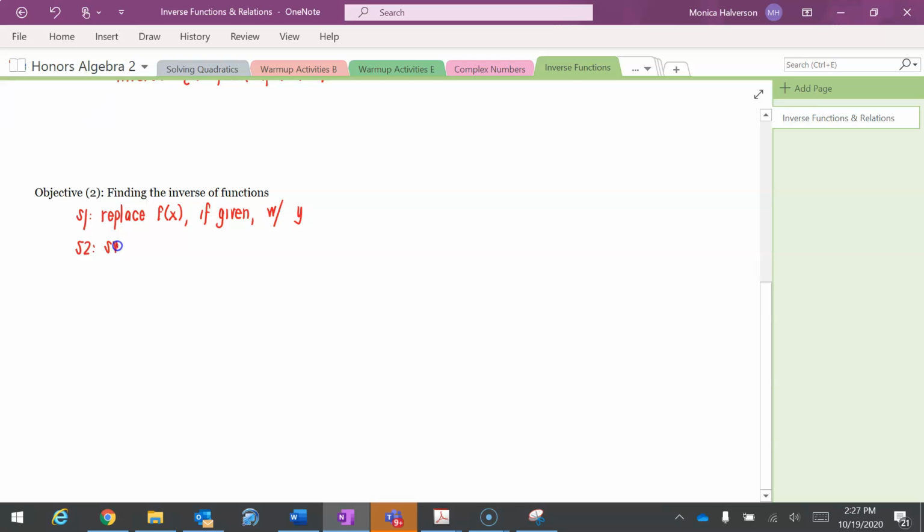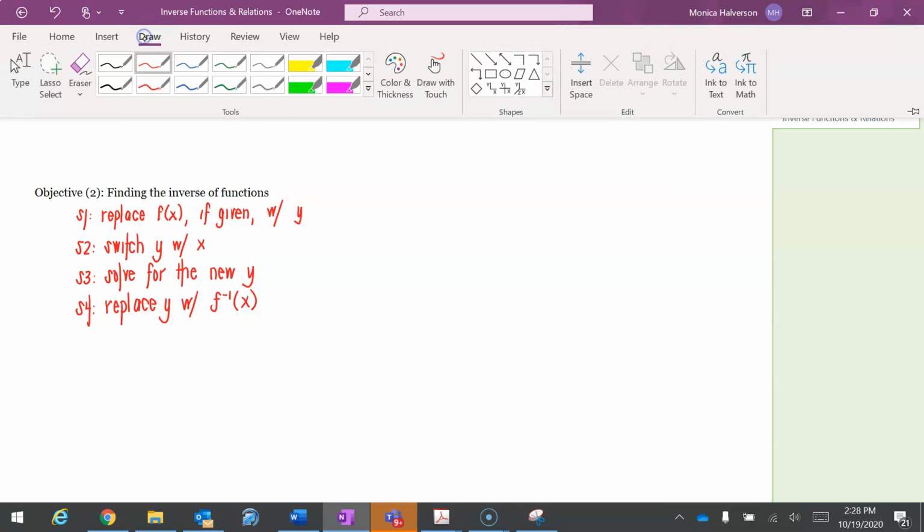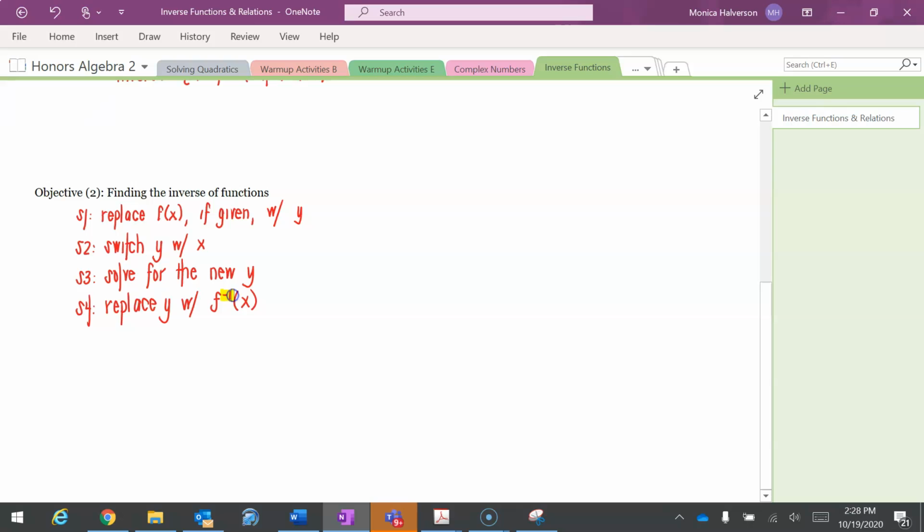Then step 2 is you're going to switch y with x. Step 3 is you're going to solve for the new y. And step 4 is you are going to replace y with the inverse notation. And this is very important. Being raised to the -1 symbolizes the inverse.